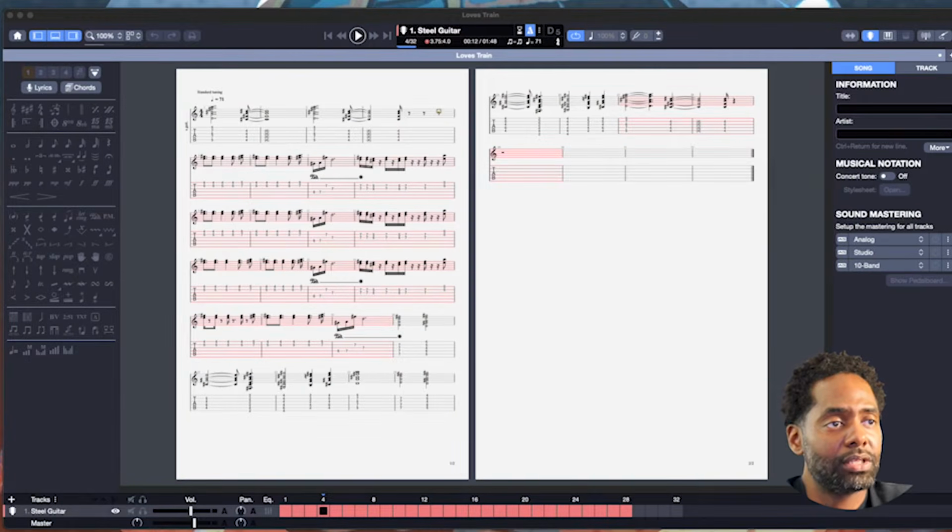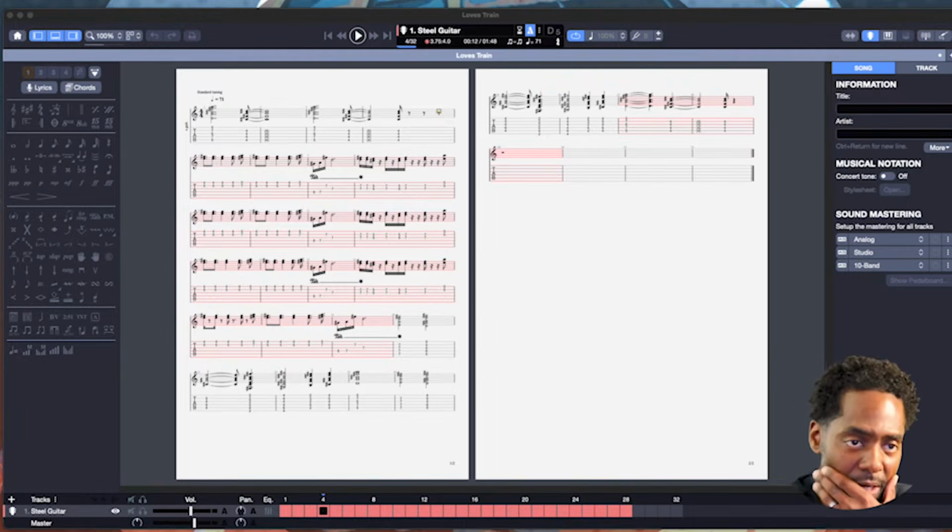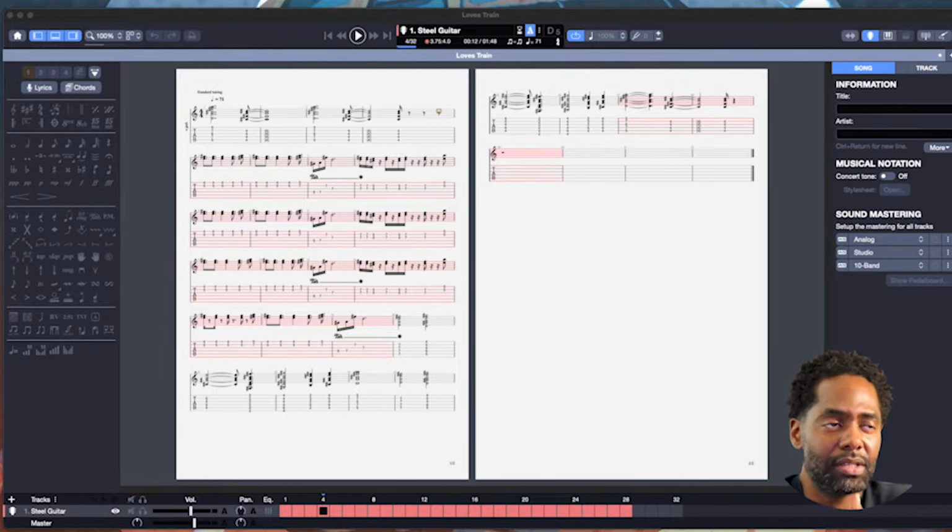Let's go on and get into it. All right, so I use Guitar Pro. I think this is Guitar Pro 8. I don't know if there's an update after that, but this is what I use.